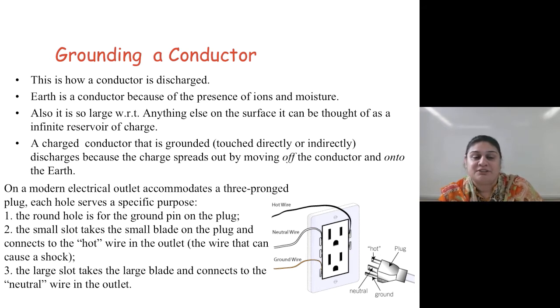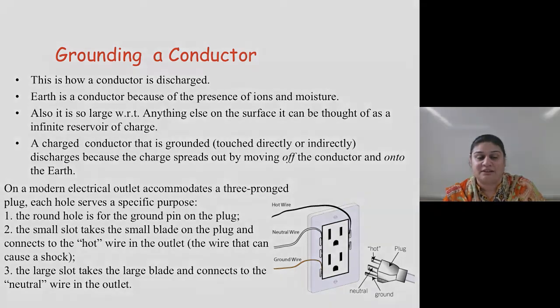A modern electrical outlet accommodates a 3-pronged plug. Each hole serves a specific purpose. The round hole is for the ground pin on the plug, the one at the bottom that goes into the grounding wire. The small slot takes the small blade on the plug and connects it to the hot wire in the outlet that can actually cause a shock. The large slot takes the large blade and connects it to the neutral wire in the outlet.